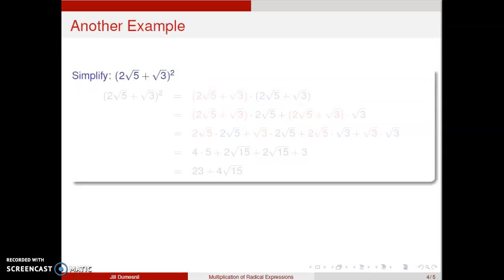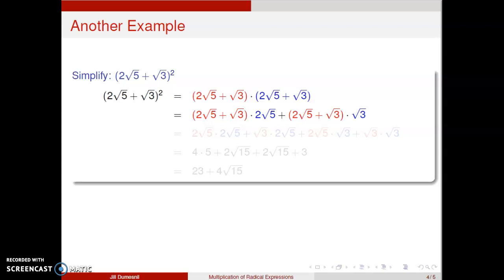For a different example, let's simplify the quantity 2 square roots of 5 plus square root of 3, squared. First, recall that squaring means multiplication of two identical factors. Thus, we need to multiply two binomial factors. We can either distribute twice or use the FOIL technique.